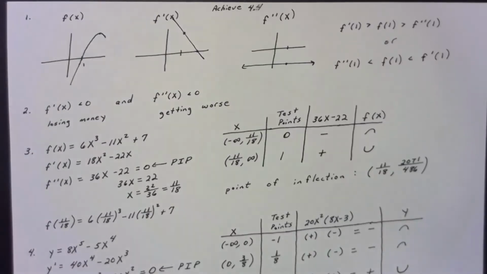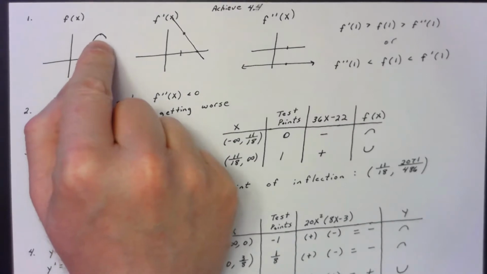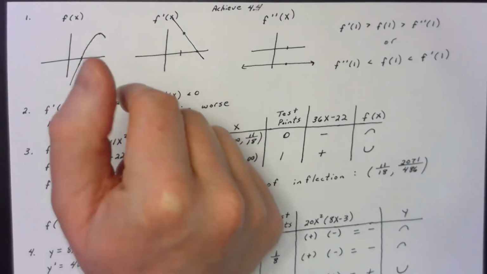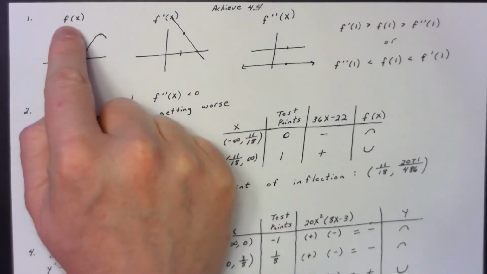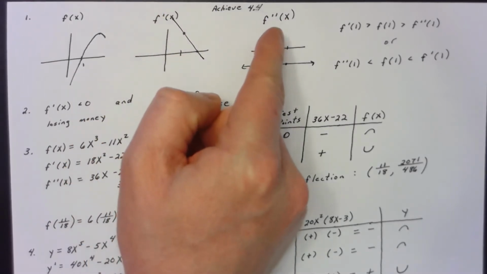Hi guys, let's take a look at Achieve Section 4.4, Problems 1 through 7. I love their Problem 1. They're going to give you some original function, and then they're going to ask you to list in order whether f of 1 is greater than or equal to f prime of 1, which is greater than or equal to f double prime of 1.